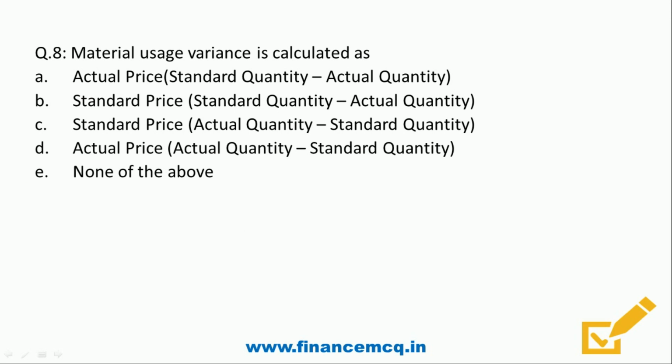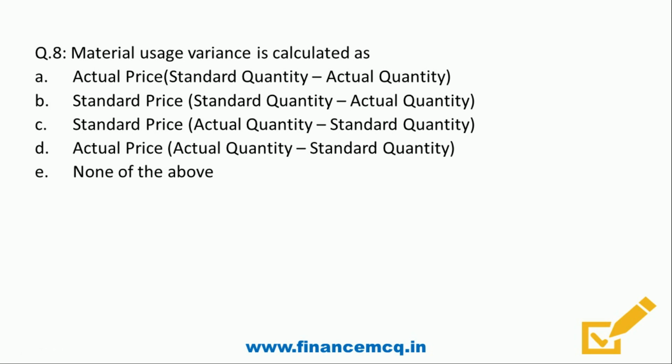Question number 8. Material usage variance is calculated as option A actual price multiplied by standard quantity minus actual quantity, option B standard price multiplied by standard quantity minus actual quantity, option C standard price multiplied by actual quantity minus standard quantity, option D actual price multiplied by actual quantity minus standard quantity, or none of the above. So yes, what's the correct answer?